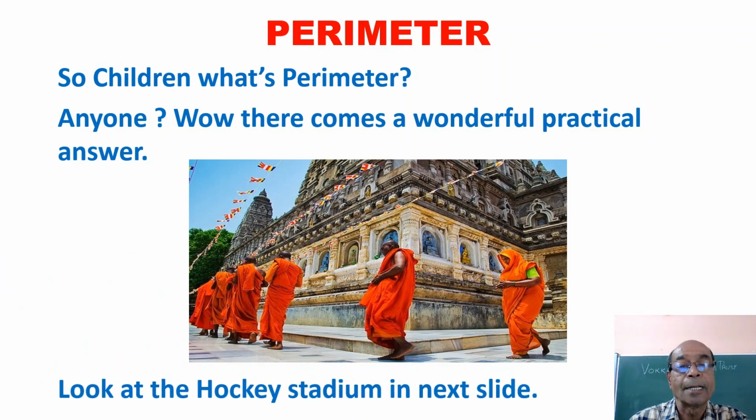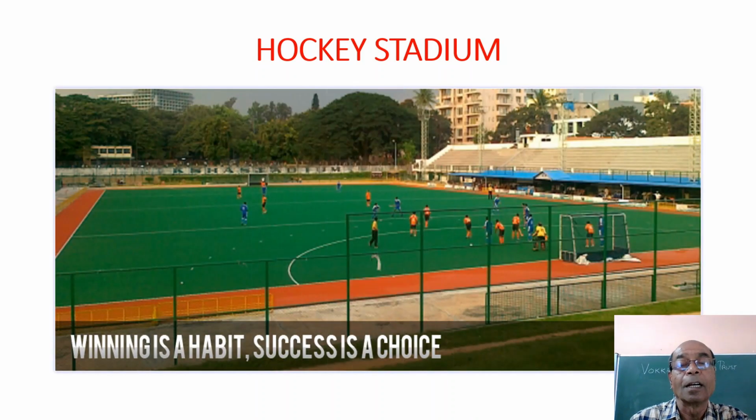Now let's take a look at the hockey stadium in our next slide. Why did I choose hockey stadium? Hockey is our national game. So what do you see here? You see a rectangular patch, green boundary and a border line.